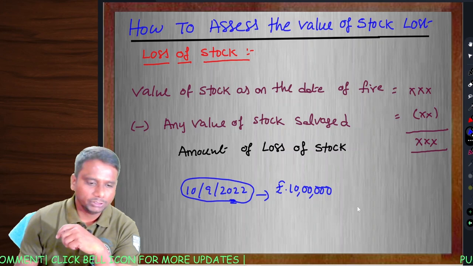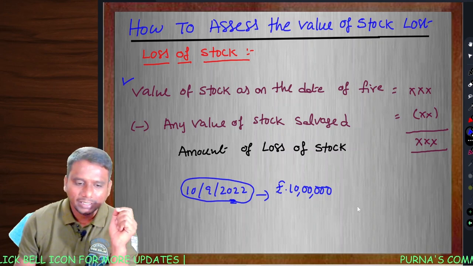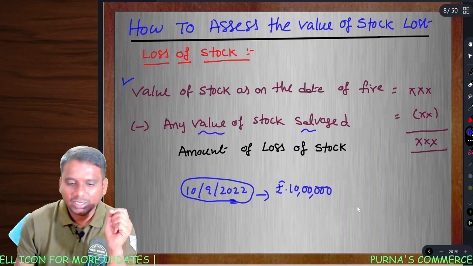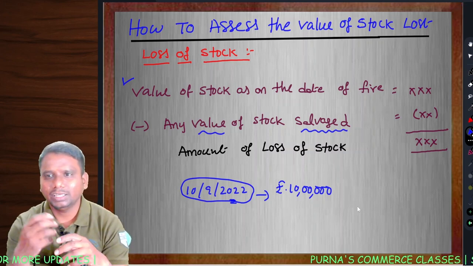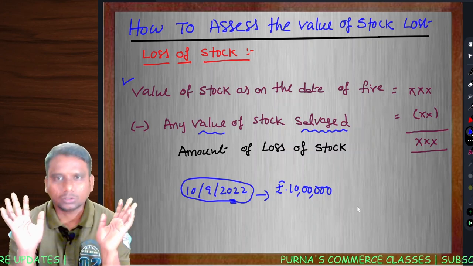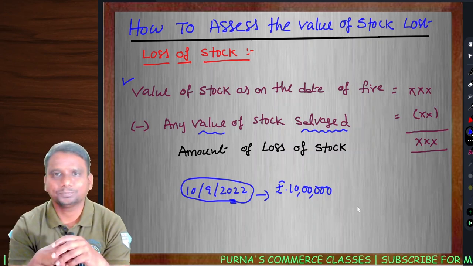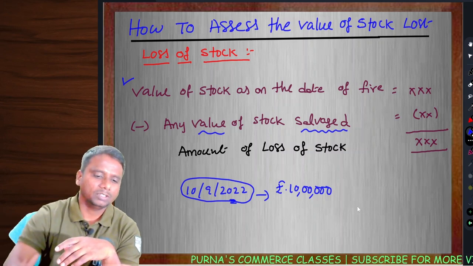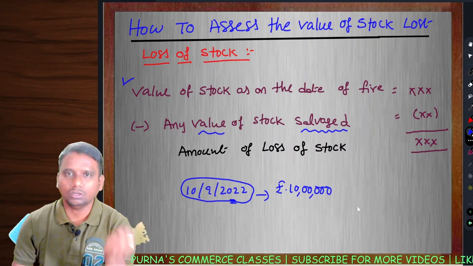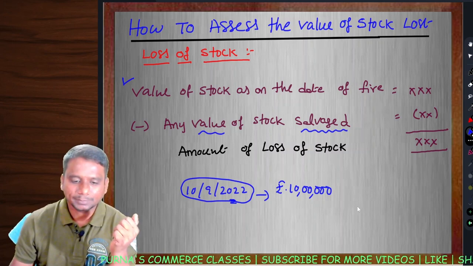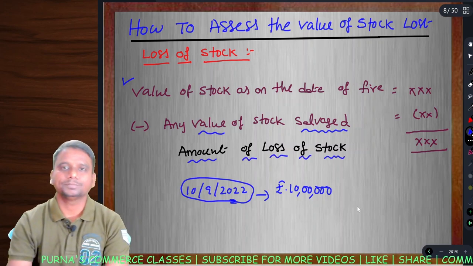First calculate the value of stock as on the date of fire. From that, deduct any value of stock salvaged. Salvaged means saved. When fire occurred, there may be complete loss of stock, or some stock may be salvaged, saved. So from the value of goods as on the date of fire, deduct any amount of goods salvaged. Then whatever net amount you get, that is your amount of loss of stock.